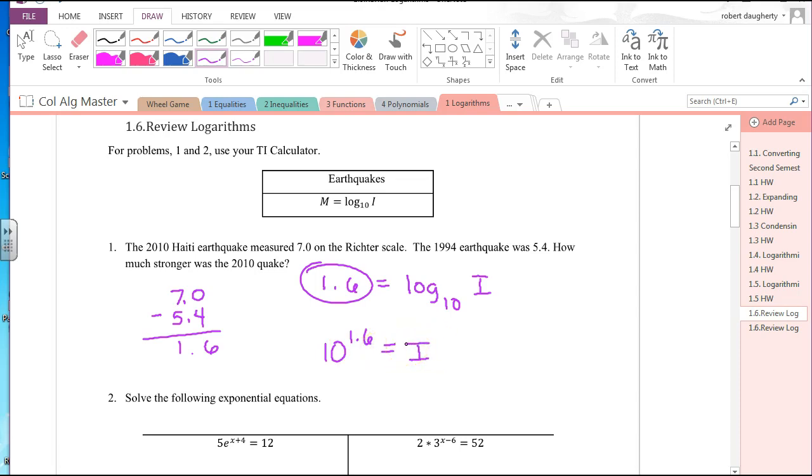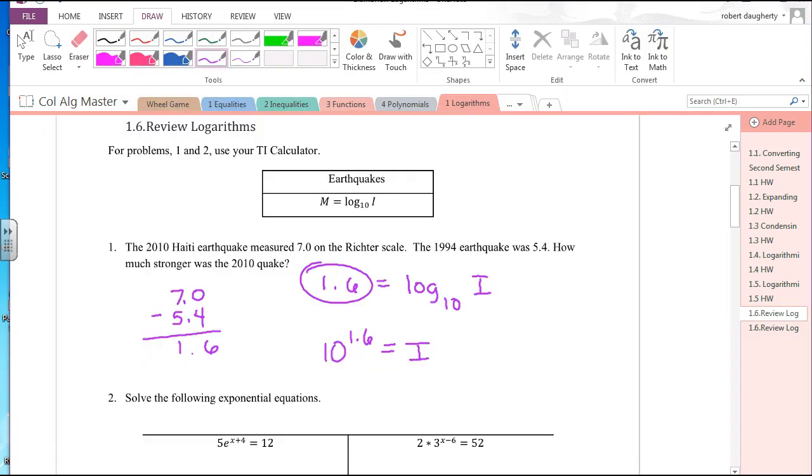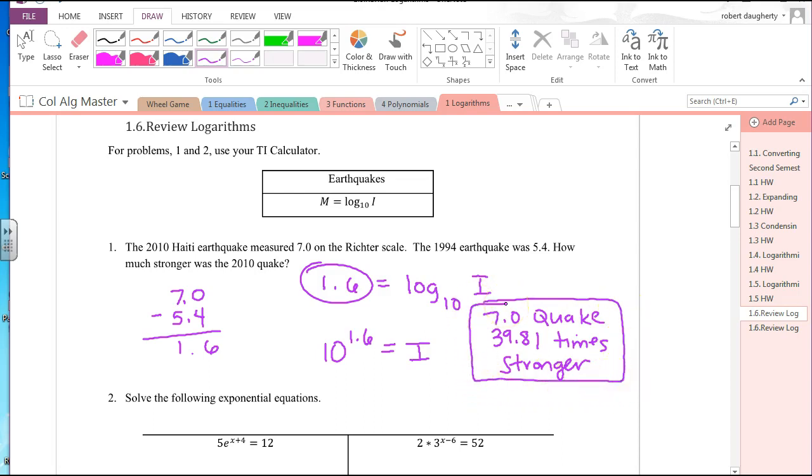That's something I will use my calculator for. 10 raised to the 1.6 is 39.81. So that tells me that the 7.0 quake is 39.81 times stronger. It's almost 40 times stronger, the 7.0 earthquake, than the 5.4.